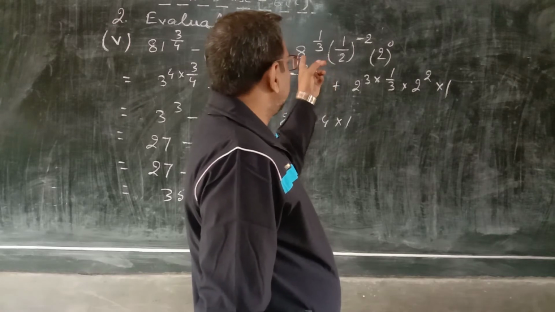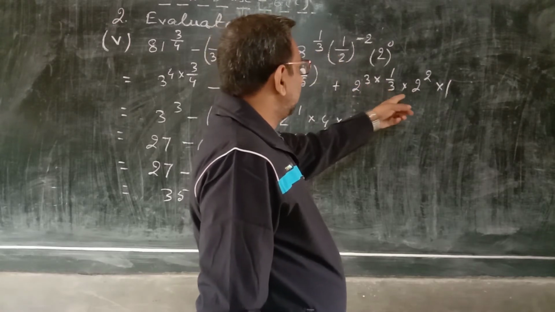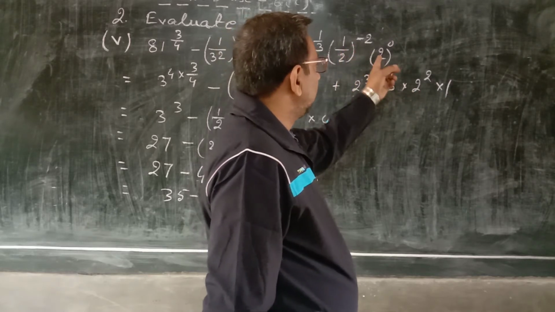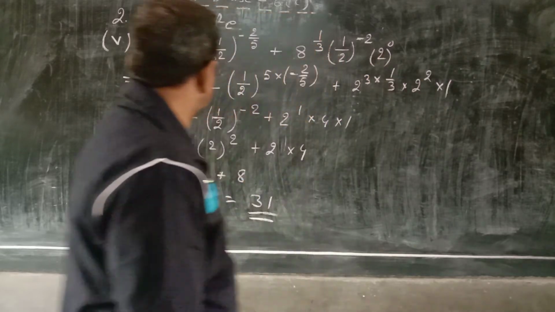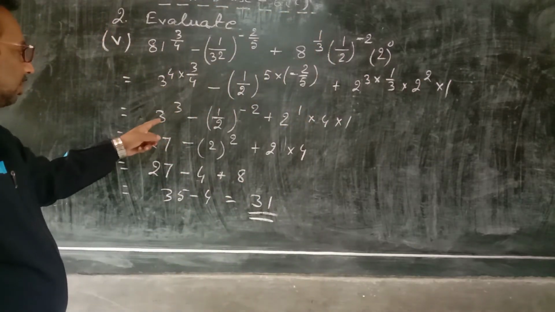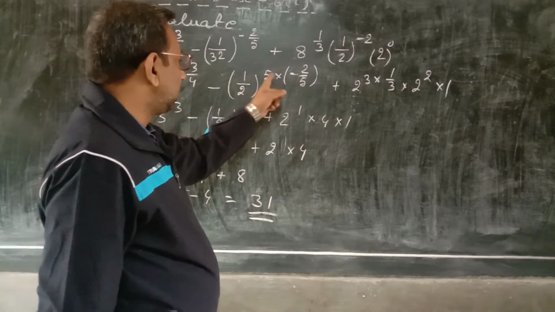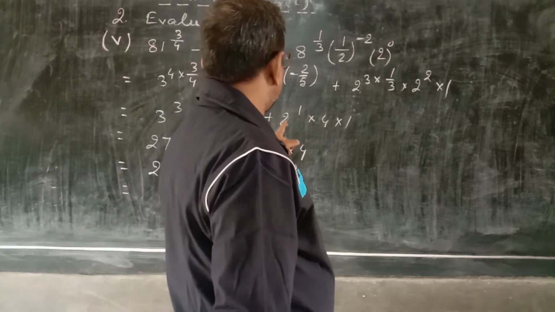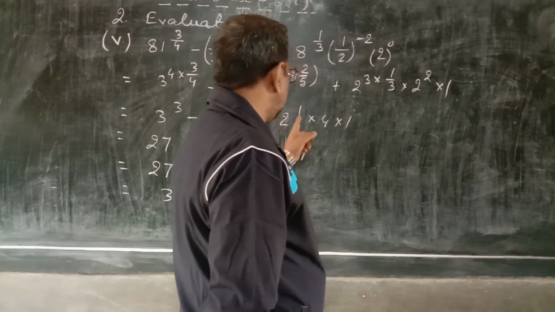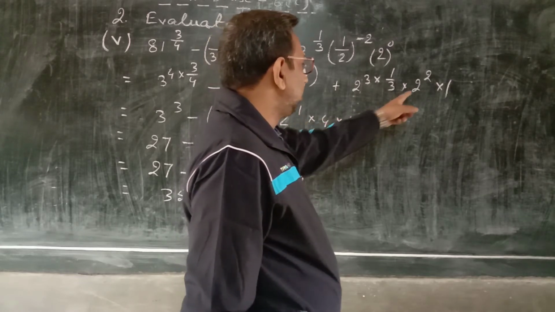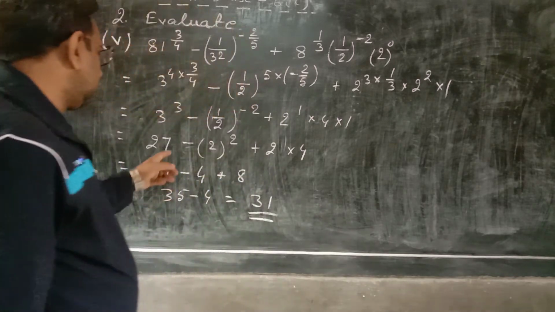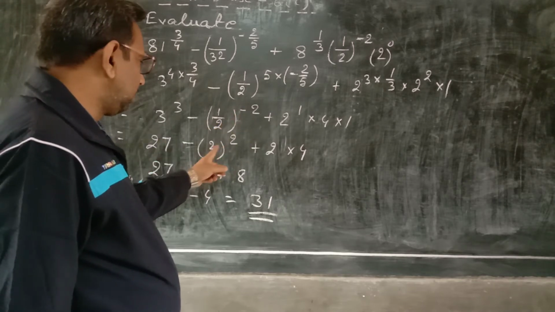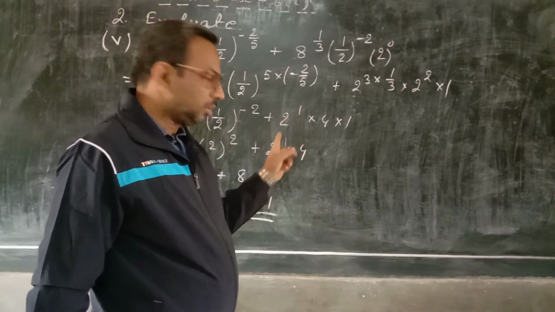This 8 is written as 2 cube into 1 by 3, into this 2 will go up. So this power will be positive, means 2 square into 2 to the power 0 is 1. Now this 4 and this 4 cancel, so 3 cube is left minus this 5 and this 5 is cancelled. So 1 by 2 to the power minus 2 is left, plus 3 and 3 is cancelled, 2 to the power 1 is left, into 4 into 1. 27 minus, while these 2 will go up, this negative power will be positive, so it became 2 square plus 2 to the power 1, 2 and 4.